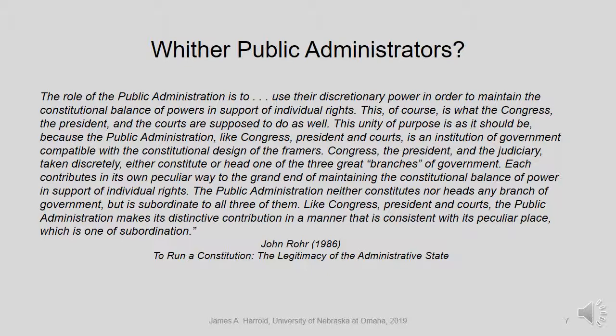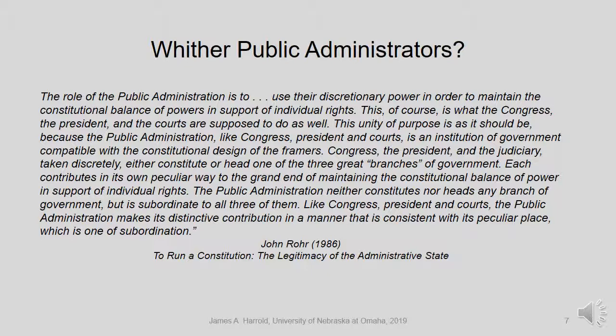So I'm just throwing this one out here, and really I'm not going to go very far with this. Is a quote from John Rohr. John Rohr wrote a lot of books about public administration. This is from his book called To Run a Constitution, so he's actually playing off Woodrow Wilson's words. And he's talking about the legitimacy of the administrative state.